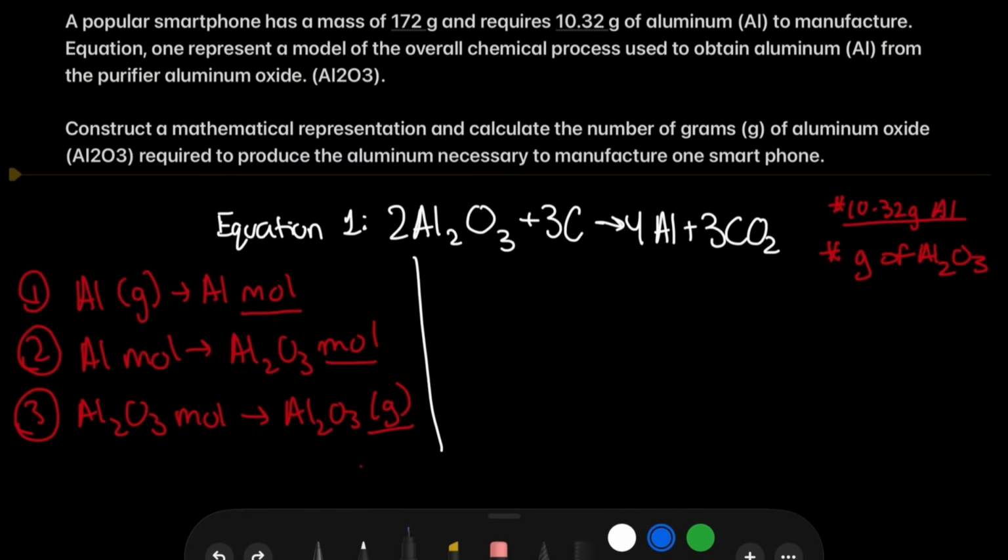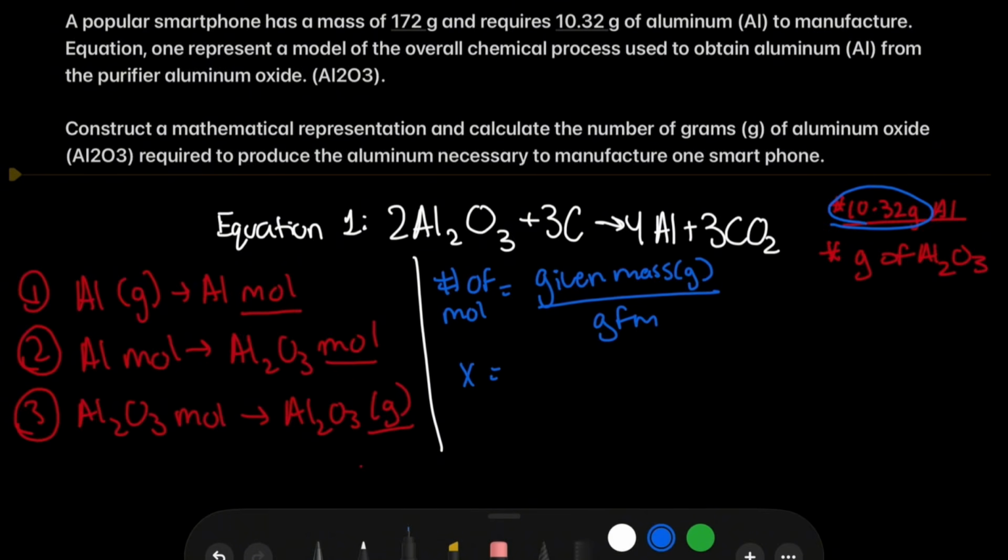So let's do our first step. How do we convert grams to moles? Well, we know that the number of moles is equal to the given mass in grams divided by the GFM. So we can use a variable to represent the number of moles. Our given mass in this problem is 10.32 grams of aluminum. And the GFM, how do we calculate that? Well, when we look at our reference table, we can see that the average atomic mass of aluminum would be 26.98 grams, right? So the grams cancel out.